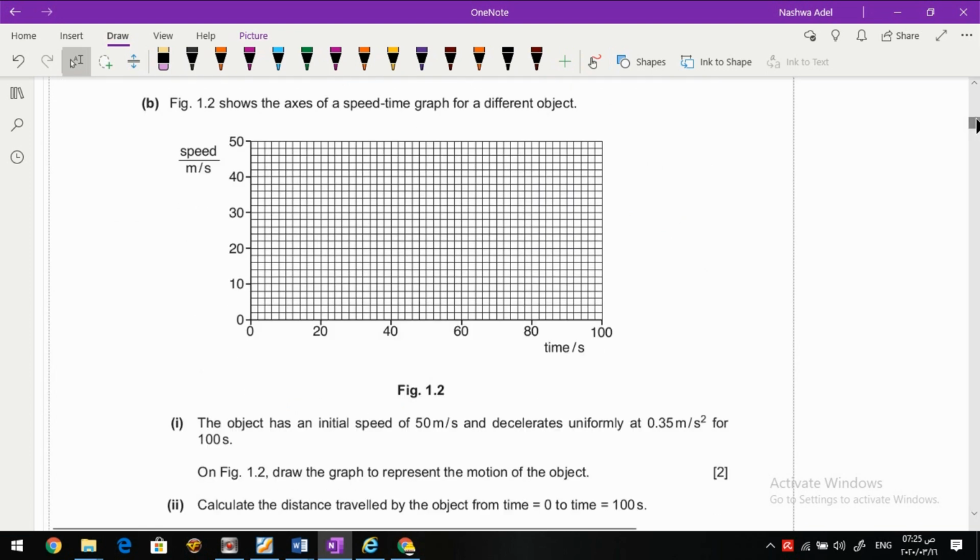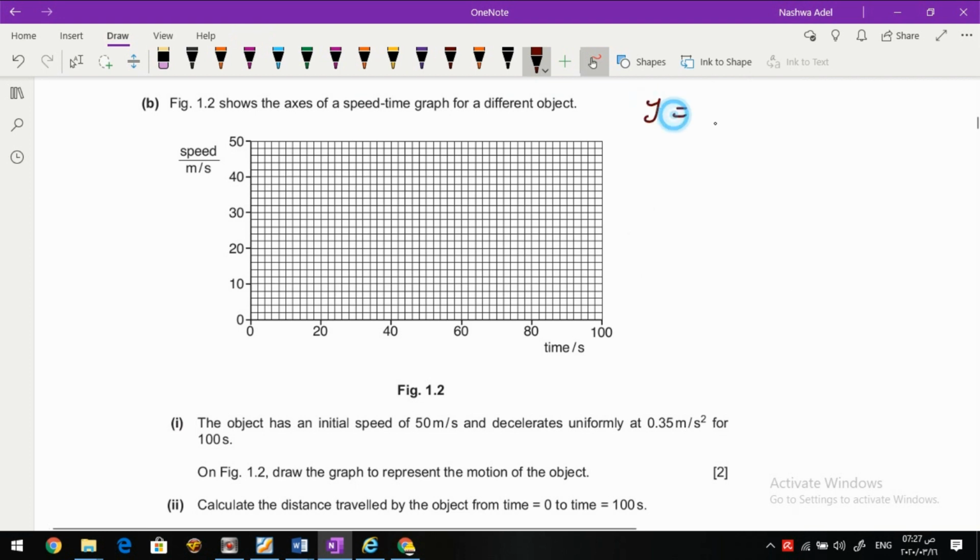Next point, figure 1.2 shows the axis of a speed-time graph for a different object. The object has an initial speed of 50 meters per second and decelerates uniformly at 0.35 meters per second squared for 100 seconds. Draw the graph representing the motion of the object. Here again, he wants us to draw a straight line to represent the deceleration. This straight line starts from the point 50 on the y-axis.